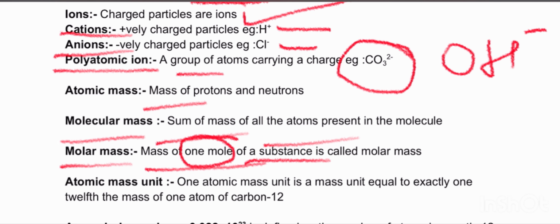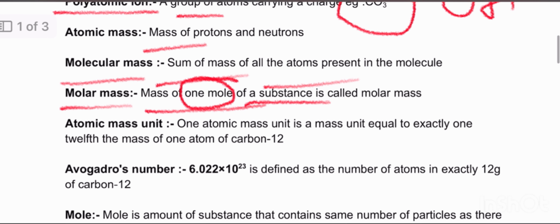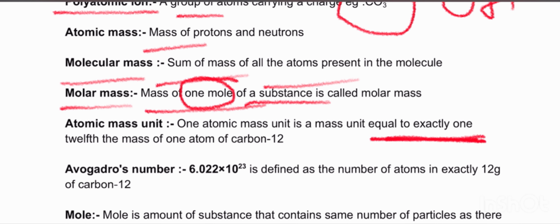Next, what is atomic mass unit? One atomic mass unit is defined as exactly 1/12 the mass of carbon 12. Carbon 12 is an element. If you divide that carbon 12 and take the 12th part, that is exactly equal to one atomic mass unit. It is constant.